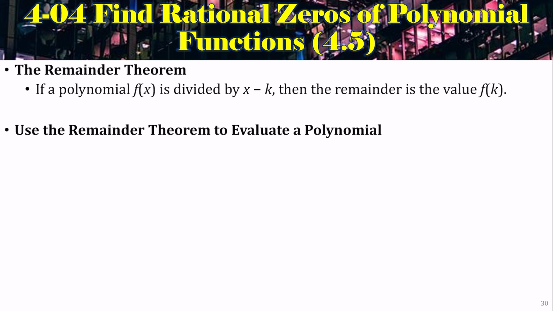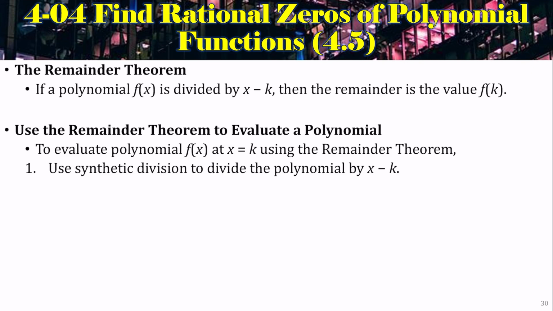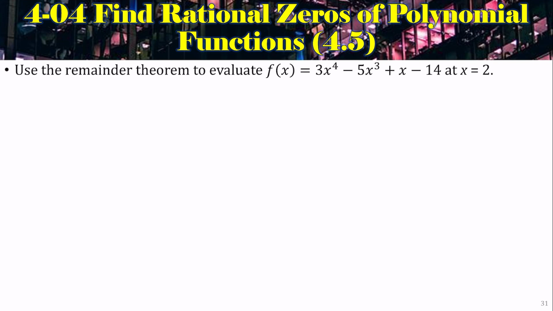To use the remainder theorem to evaluate a polynomial, you're going to use synthetic division to divide by x minus k, and the remainder is f of k. It's quick, easy to do, usually by hand. So let's use the remainder theorem to evaluate this function at x equals 2. We divide by x minus 2, so I'm going to put 2 in our box. And then the coefficients are 3x to the fourth, negative 5x cubed, 0x squared, 1x, and negative 14.